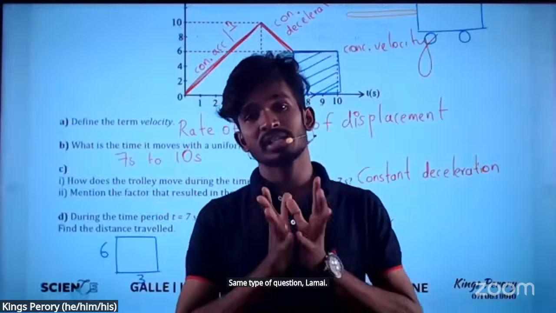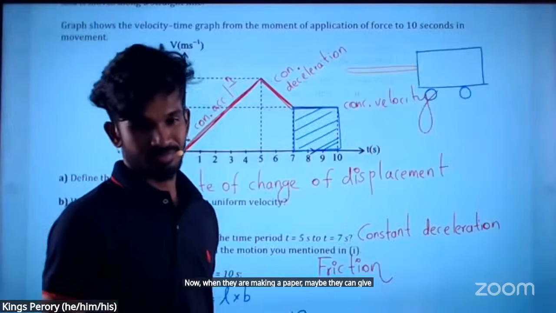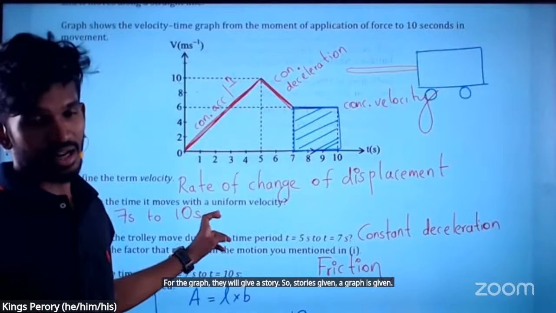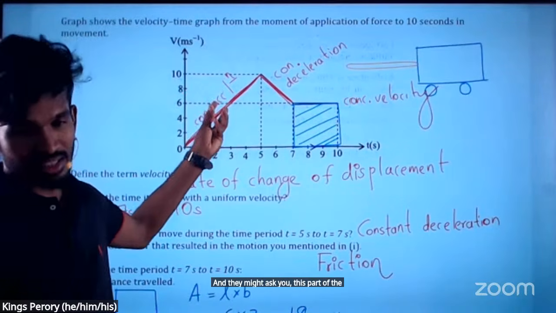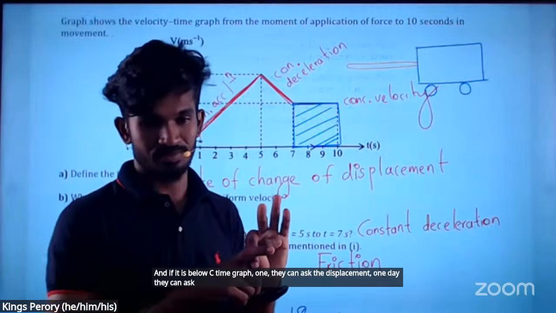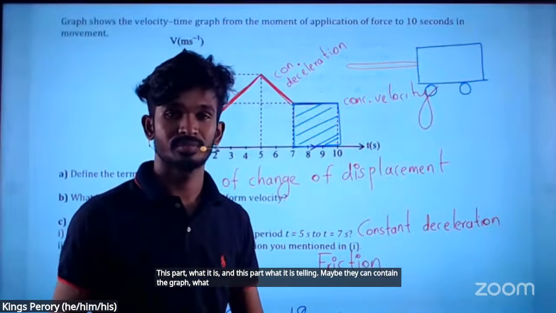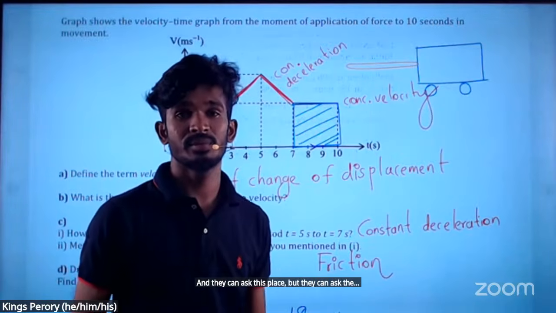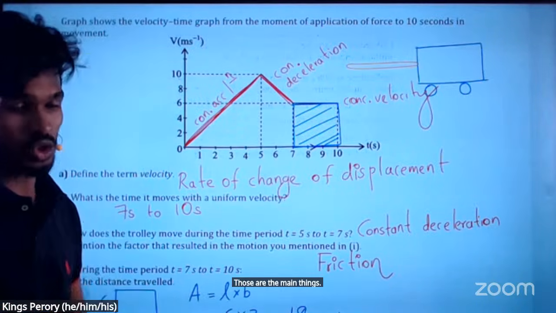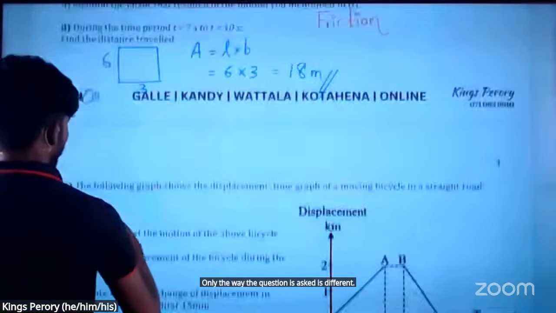There is a scope in which they can make the paper. When they are making a paper, maybe they can give a graph, and for the graph they will give a story. And they might ask you, this part of the graph, what is it telling you? If it is a velocity time graph, they can ask the displacement, they can ask the accelerations. Those are the main things. So the scope of the theory is the same, only the way the questions are asked is different. Let's go to the third one.